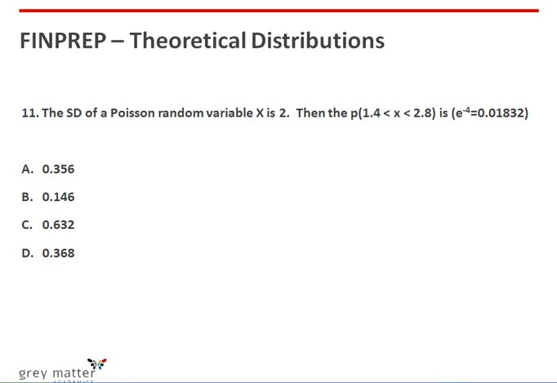11th problem, the standard deviation of a Poisson random variable x is given to be 2. Then the probability of x greater than 1.4 and less than 2.8 has to be calculated, given e power minus 4 is 0.01832.